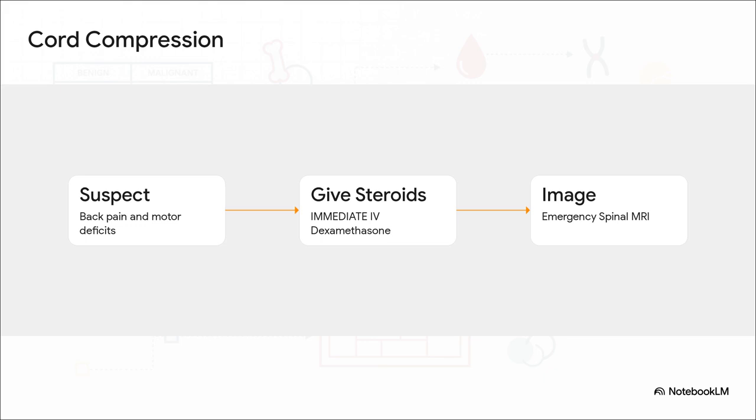When dealing with oncologic emergencies, strict order of operations is literally a matter of permanent paralysis or walking. For spinal cord compression, step 1, suspect it in any cancer patient with localized back pain and progressive upper or lower motor neuron deficits. Step 2, give immediate high-dose IV dexamethasone. Step 3, then you get the emergency spinal MRI.